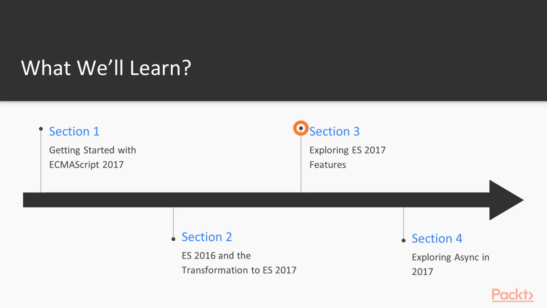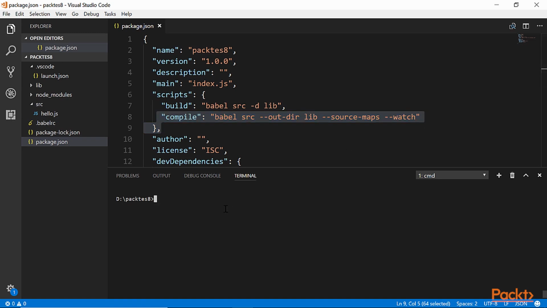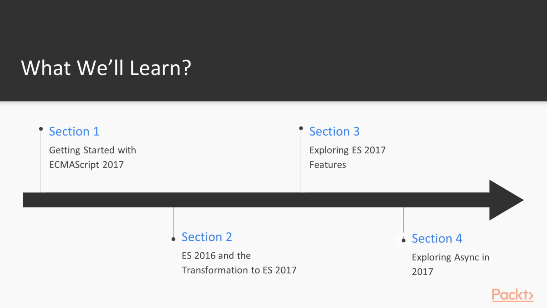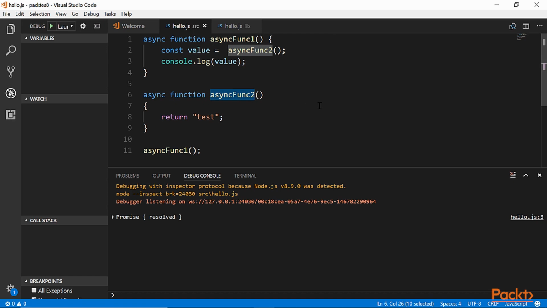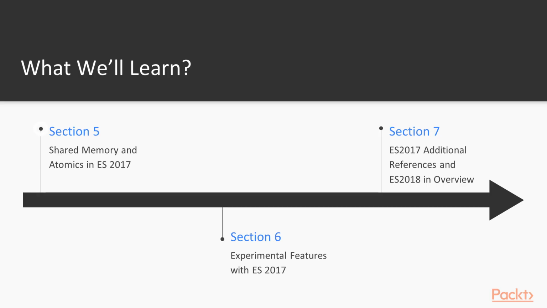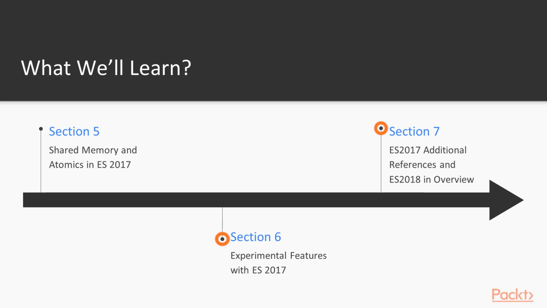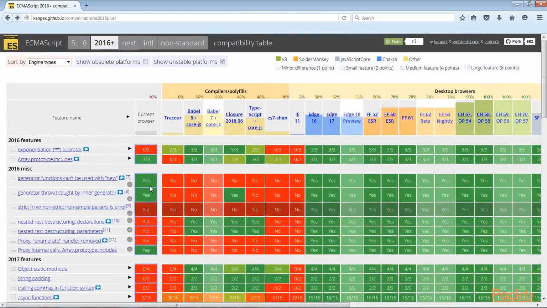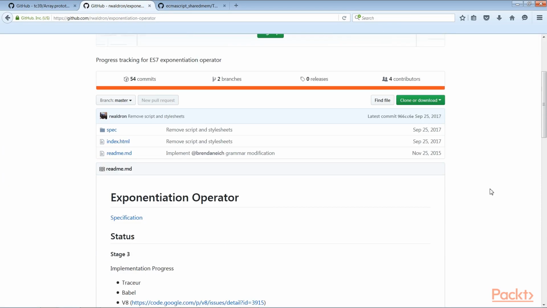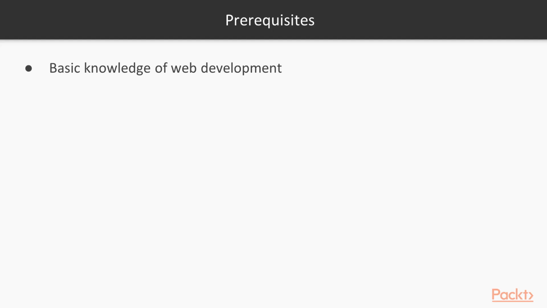We will then begin section 3, exploring the ECMAScript 2017 features, where I'll walk through string padding, object, and trailing comma features. In section 4, we will cover the async features and know more about generators, async functions, and callbacks. In section 5, we will get introduced to the shared memory and atomics in ECMAScript 2017. Finally, in the 6th and the 7th section, we will look at the experimental features and additional resources for us to know more about ECMAScript 2017.